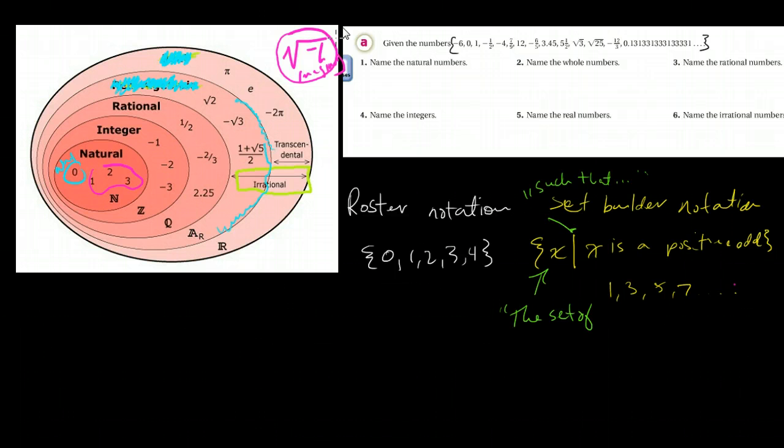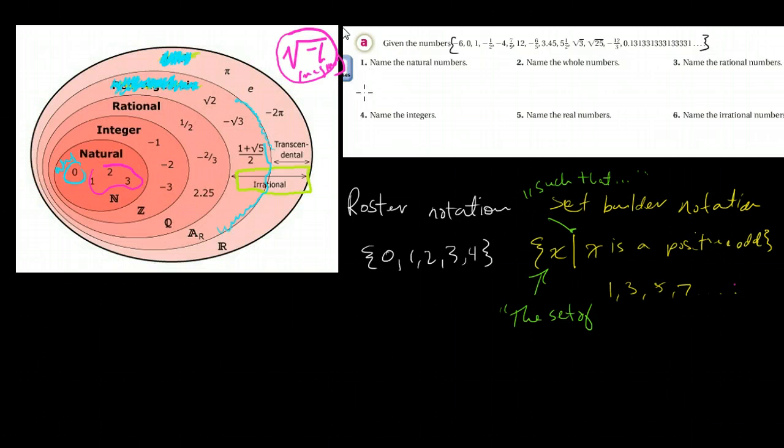So I just changed a little bit of this question group just so that we can see what roster notation looks like, because you're going to be asked to identify roster notation a little later. So here's our set. We've got -6, 0, 1, -1/2, -4, 7/9, and so on. And we're asked to name the natural numbers. So remember, natural numbers are this group here. They start with 1 and they go on infinitely. So with that in mind, -6 and 0 are not natural.